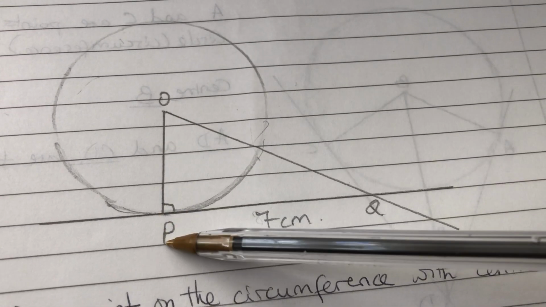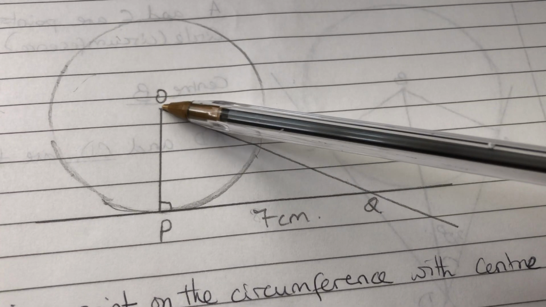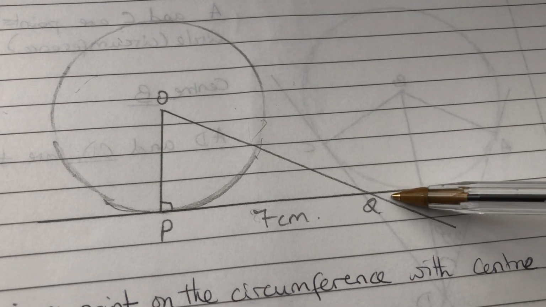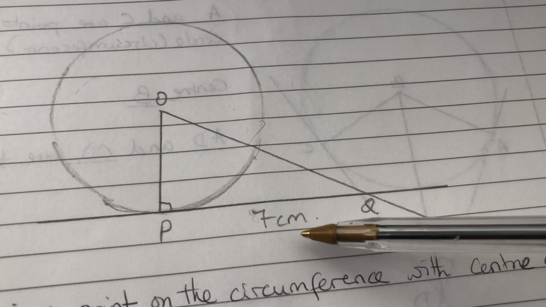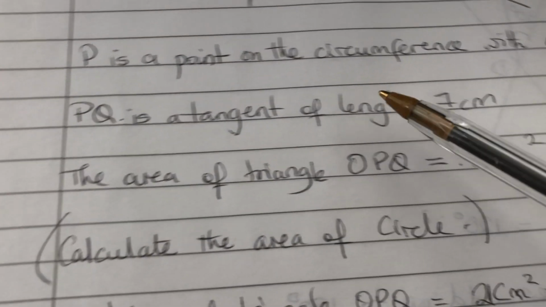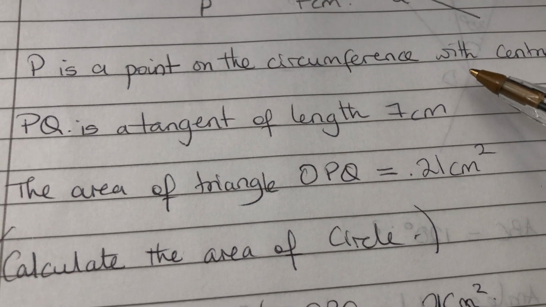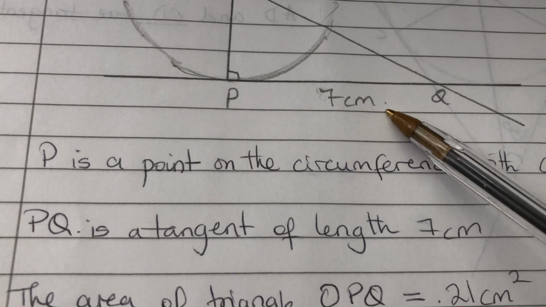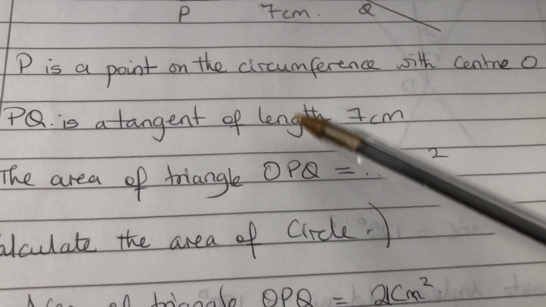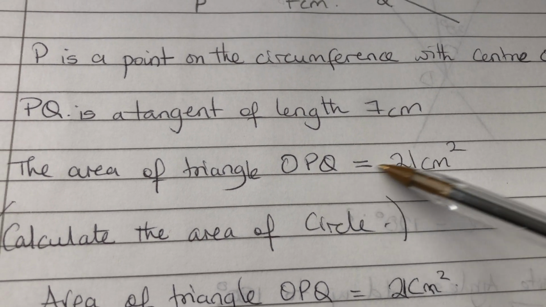OP is a radius. Now OQ is an extension of the radius to cut the tangent here. PQ here is 7 centimeters. Let's look at the equation. So I've just explained the diagram, part of the question. Now PQ here is 7 centimeters. It says the area of the triangle OPQ is 21.